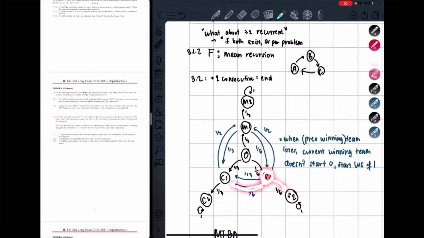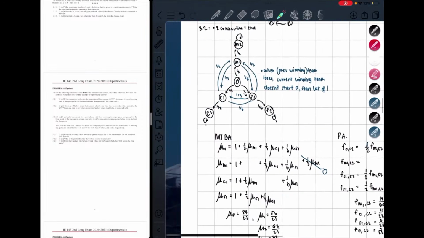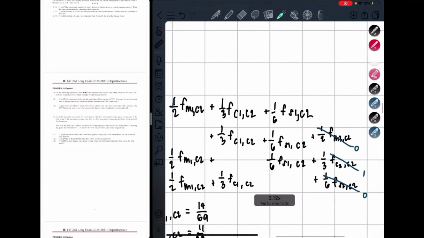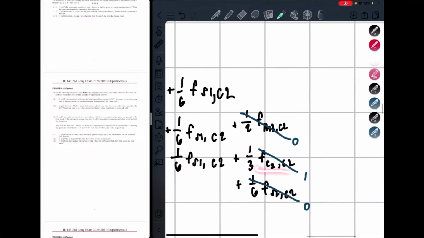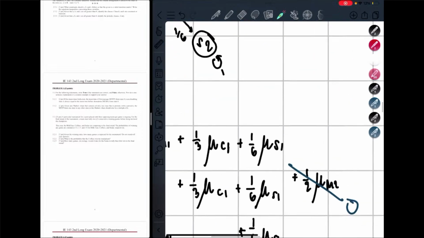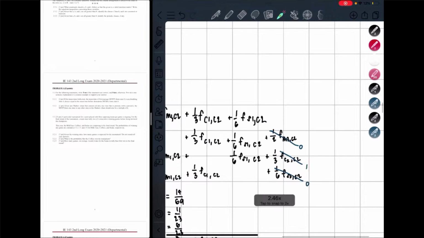S1 to C1. Wait first. So we're at C1. We have a 1/6 chance of going to S1, and then we're looking for S1 to C2, which is still possible. That's here. The only difference here is that you have FC2 to C2, right? Because you're here, C2 is adjacent, so 1/3 times FC2 to C2. This one is 1 because you're already there.